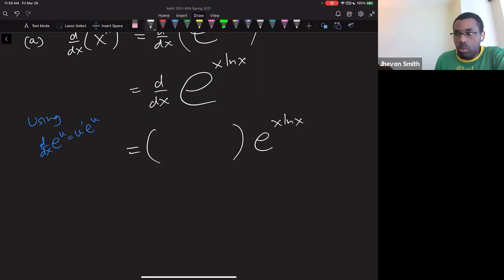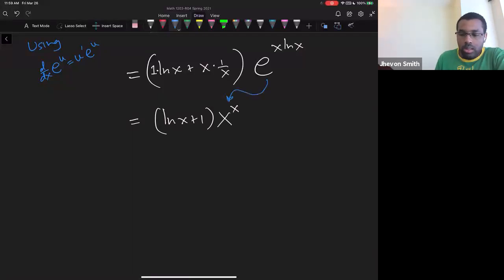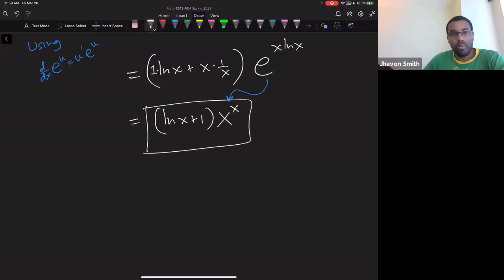What is the derivative of the power? Well, you'd use the product rule. This is going to be 1 times ln x plus x times 1 over x. And I can clean this up a little bit: ln x plus 1. And what is the original function? Well, it's just x to the x, but I rewrote it. And so that's the answer. You'll realize that that was the answer we got last time.